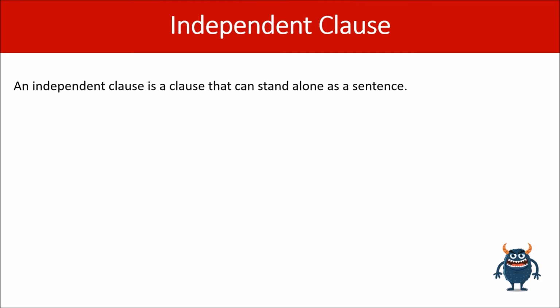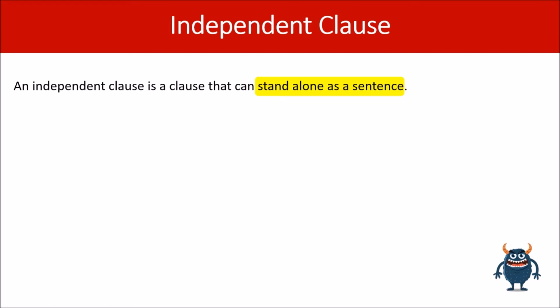In this video, we're going to look at the term independent clause. Let's start with a definition. An independent clause is a clause that can stand alone as a sentence. Stand alone as a sentence. That is the important bit.